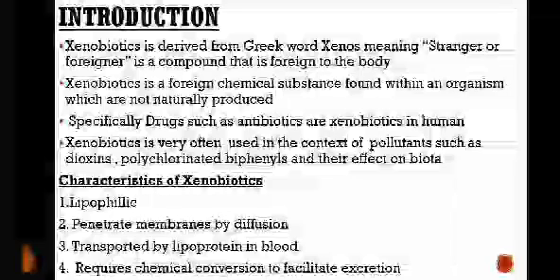Xenobiotics require chemical conversion to facilitate excretion. The excretion of xenobiotics can be fecal excretion, urinary excretion, and other excretion like saliva and sweat.